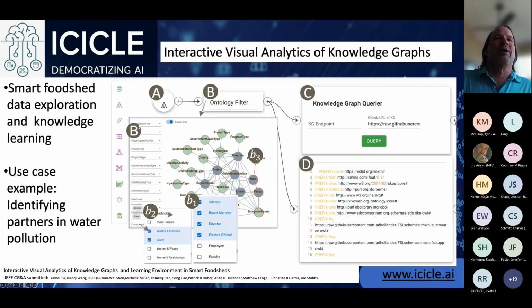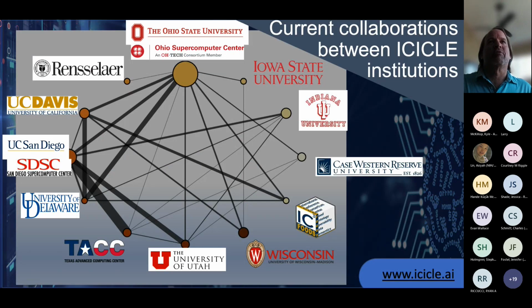Okay, so this is some of the reusable cyber infrastructure that we're building. This will write SPARQL queries for you based on filtering in a table, or circling nodes in a graph, or circling nodes on a map, such that it will automatically generate SPARQL. These are some of our partners at Icicle that we are building these components with.